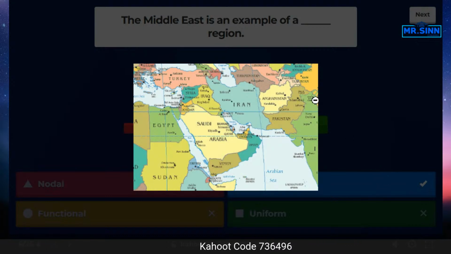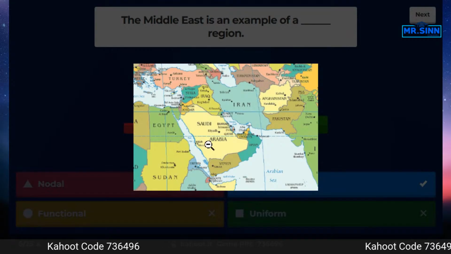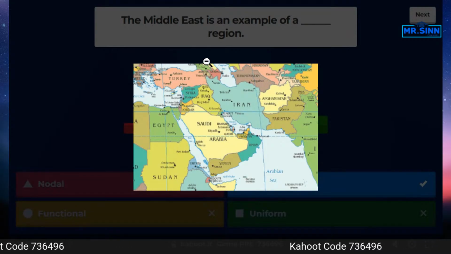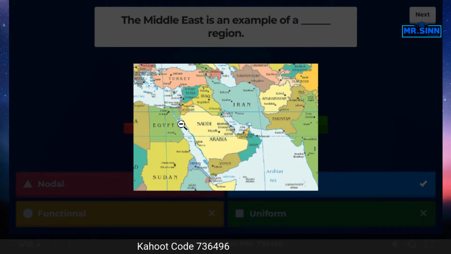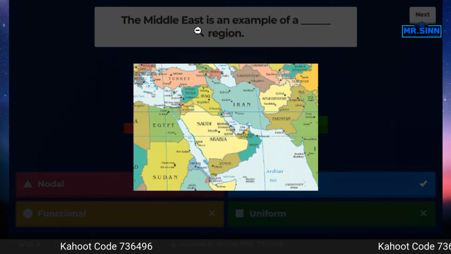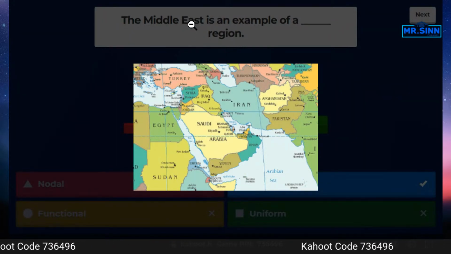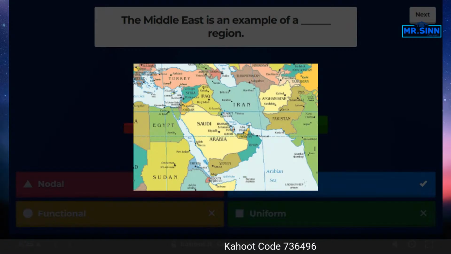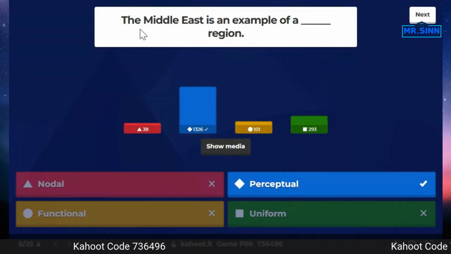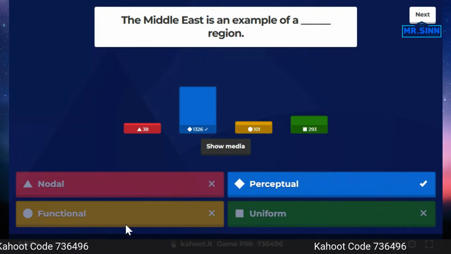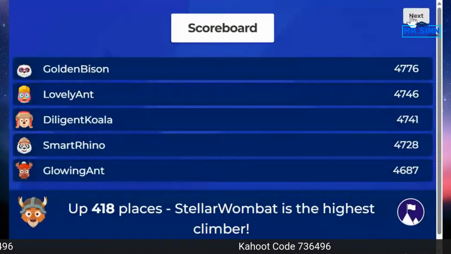Now, if the focus wasn't for this question, and this is why it's important to read, if the focus was saying the States, then that would not be a perceptual region. That would be a formal region. So again, the focus of the question was Middle East. And so again, anytime we're using directions, generally it's always going to be a perceptual region. So make sure you always pay attention on the AP test exactly what the focus of the question is, because that will change the answers.